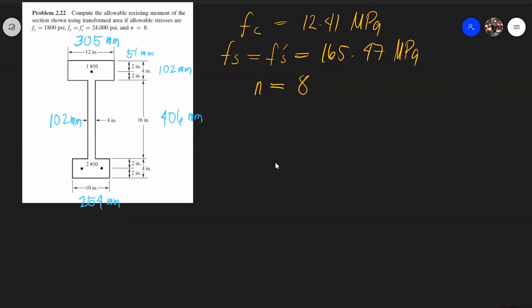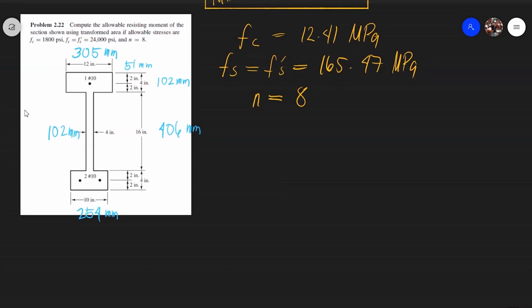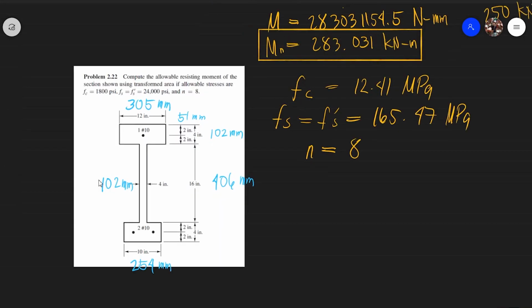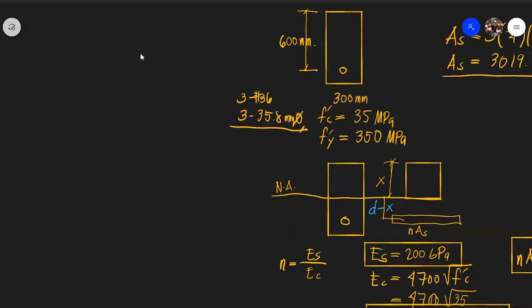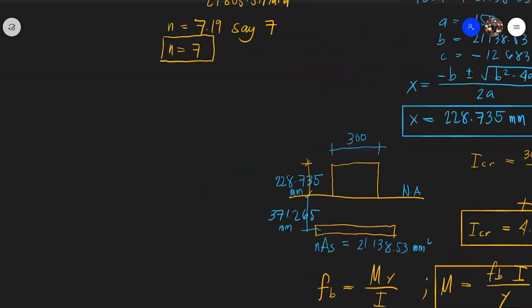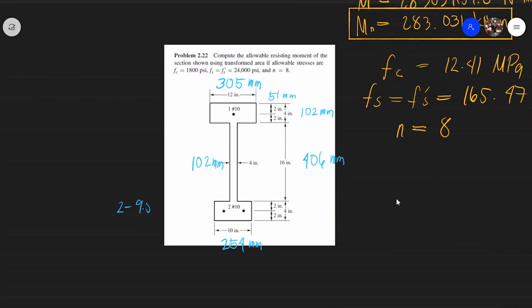Okay, so we got that. Number 10. What is the diameter of the number 10 bar? The number 10 bar has a diameter of 9.5 millimeter.